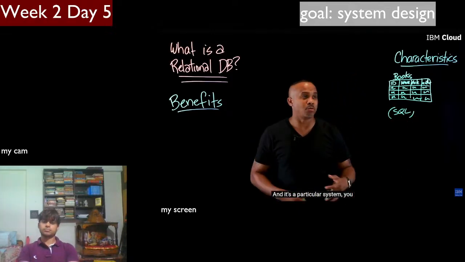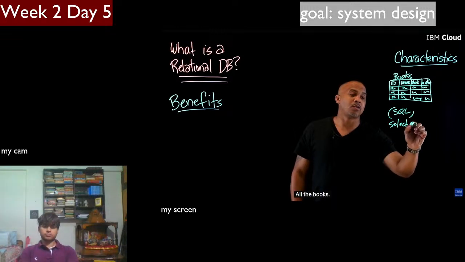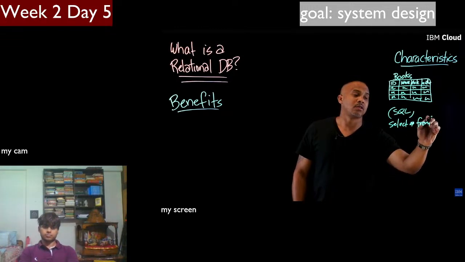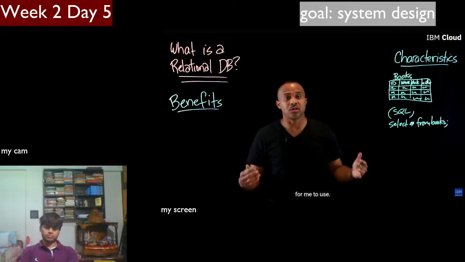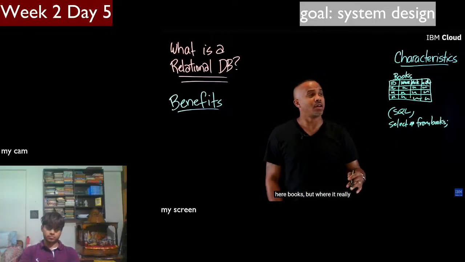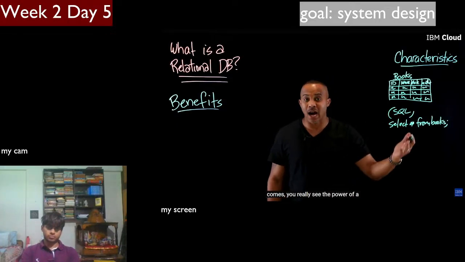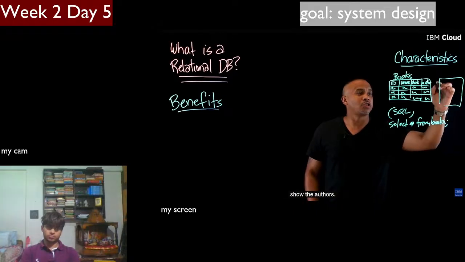It's a particular system where you can say, select all the books, and give me all this data out for me to use. Now we have one particular item here, books, but where you really see the power of a relational database is this: let's say now I want to show the authors.